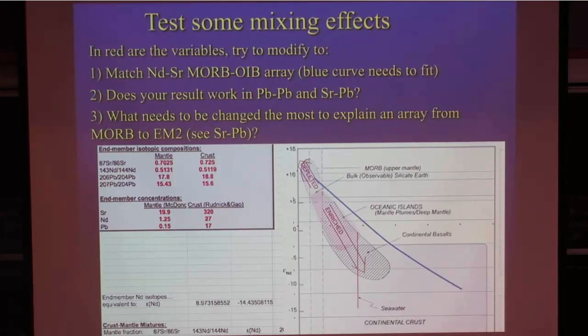And then particularly the strontium lead plot, the bottom right plot, you'll see is going to be a little tricky to make a mixture of MORB to EM2. EM2 being sort of the most continental looking thing in the hot spots.